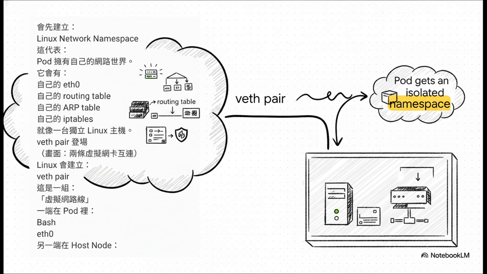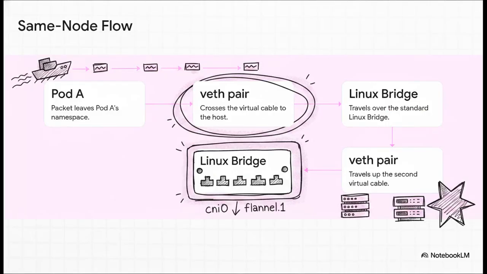Now, to connect this isolated world back to the host, a VETH pair is deployed. Think of this VETH pair as an invisible virtual network cable. One end sits inside the pod, and the other just plugs directly into the host node's network namespace. So the absolutely crucial point here is that when a packet leaves pod A, it drops out of the pod's namespace, travels down that VETH cable, and enters the host.